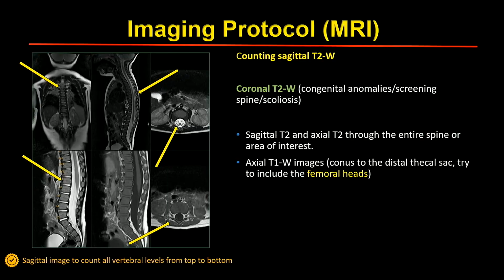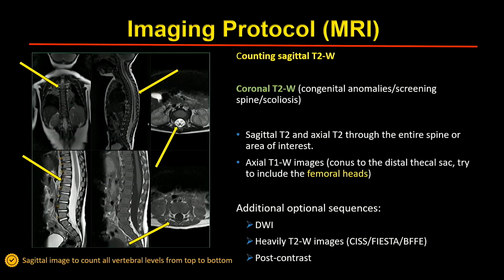We only obtain axial T1 from conus all the way to distal thecal sac to assess for fatty filum, filum lipoma, and spinal lipomas. But we also include the femoral heads. So we extend our field of view, and this is very important because sometimes if you don't know if there is marrow infiltration, if this is fatty marrow, that femoral head acts as a tiebreaker to look at the marrow in the femoral head. So we do an axial T1 and include the femoral heads.